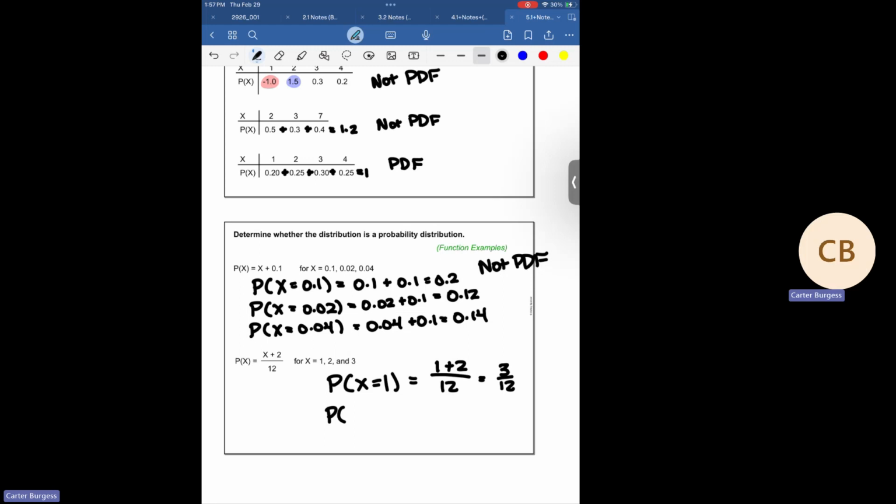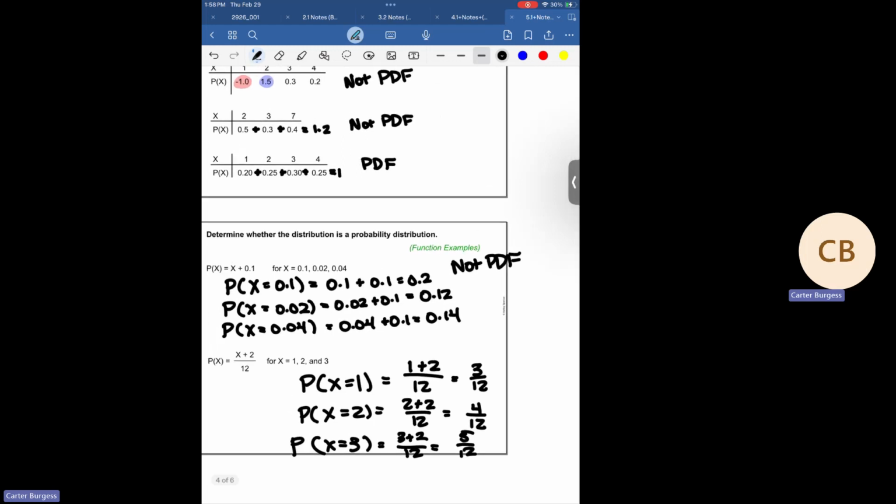What is the probability of our random variable being equal to 2? Very good. And the probability of our random variable being 3. And what do I notice? First of all, are each of these valid individual probabilities? Yeah, they're all positive. They're all less than 1. And what do they add up to? And so this is a PDF.